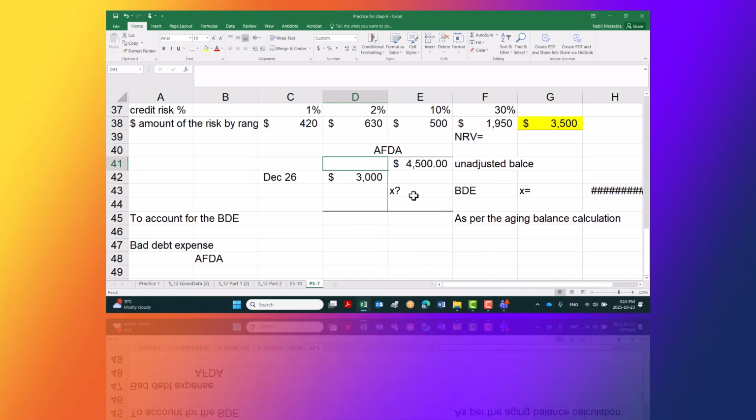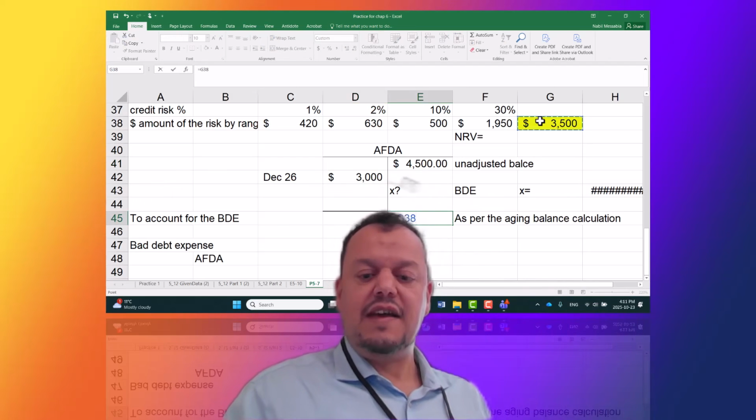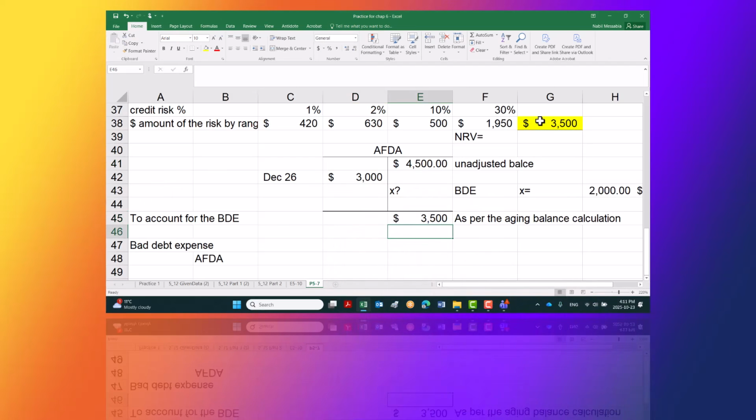Opening balance, the transaction of 26, and the $3,500 should be here, the ending balance as per the agent. So this is what you should do. Place your mathematical calculation of the risk here, and then ask yourself, what should be my X to get to this ending balance? Opening balance 4,500 minus 3,000 plus an X amount, so that we end with 3,500. What should be that X?